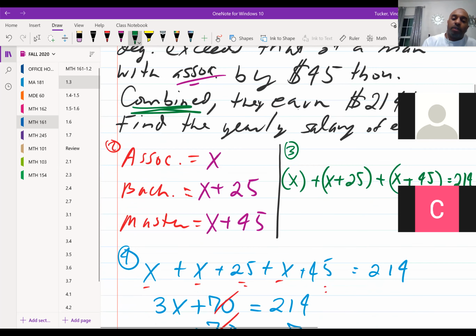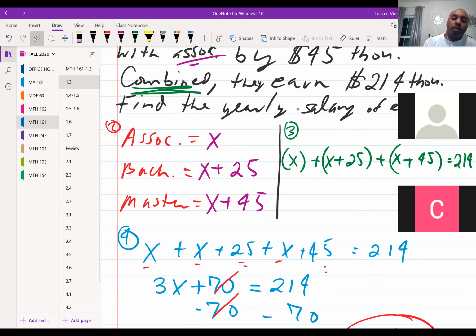And 4 is go ahead and solve, so we don't necessarily need those parentheses.